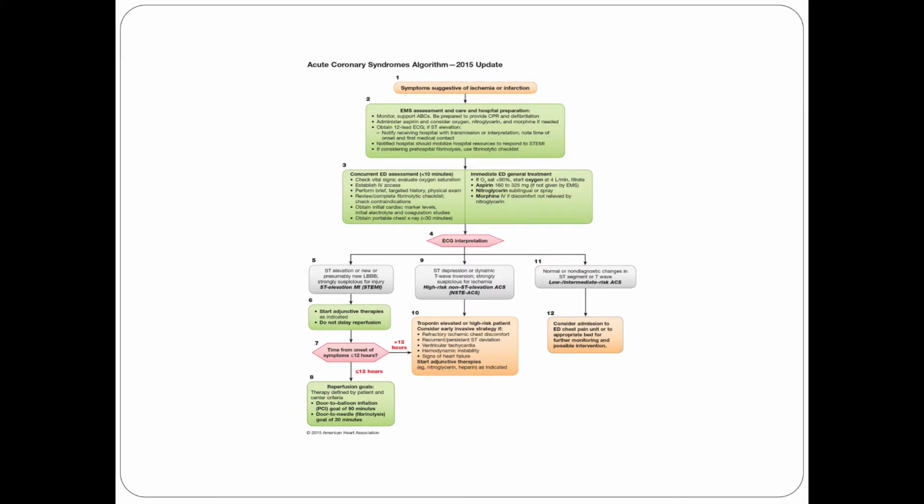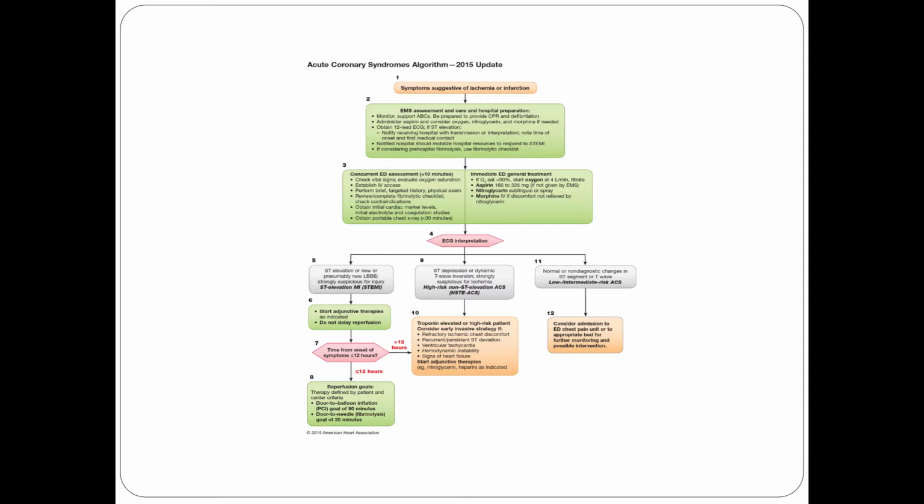Here's our algorithm for acute coronary syndrome. If we start at the beginning, we've got symptoms suggestive of ischemia or infarction. That's what we're getting called for.